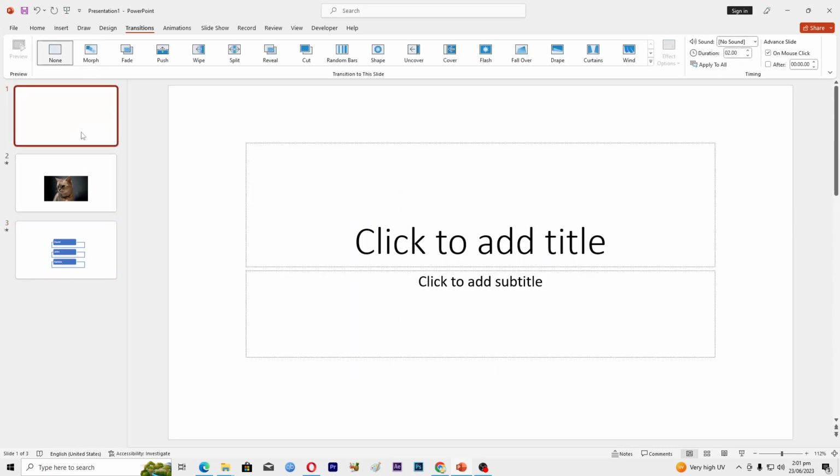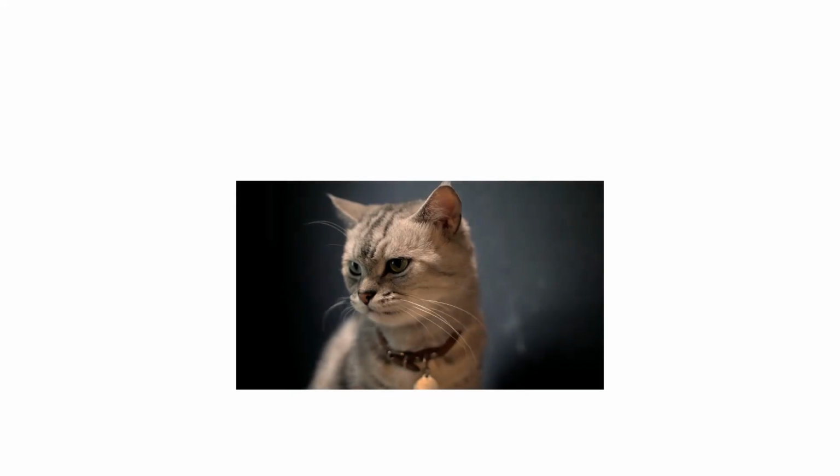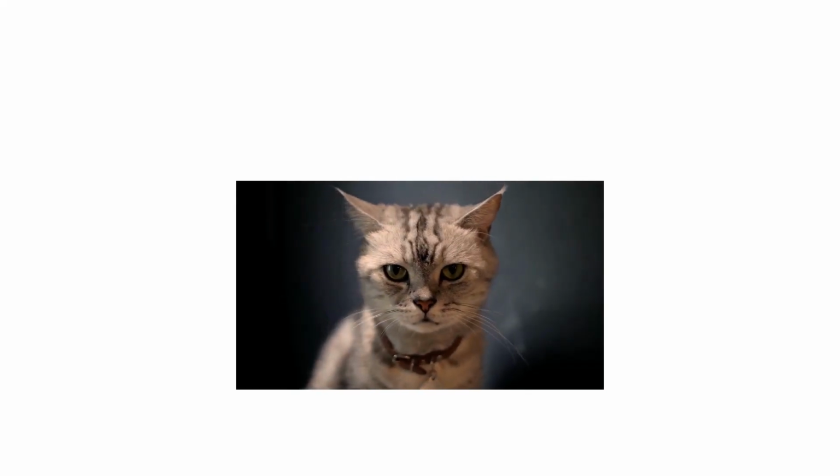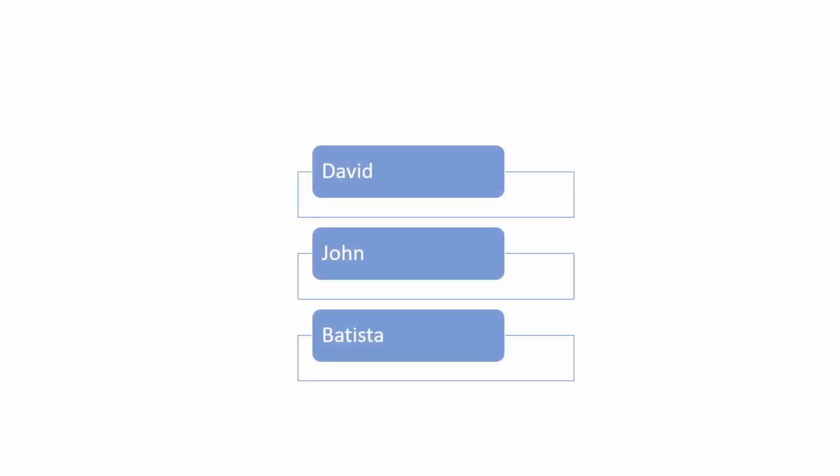Now we will go into the slideshow mode by pressing F5, and we will move to the next slide, and here we have the transition effect. Then we will move on to the next slide, and here we have the cool looking morph transition effect.